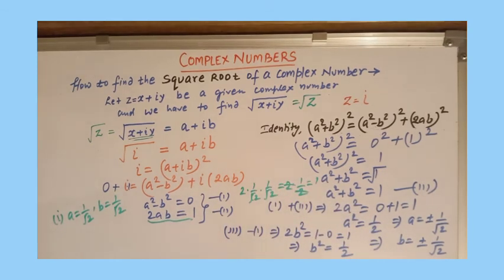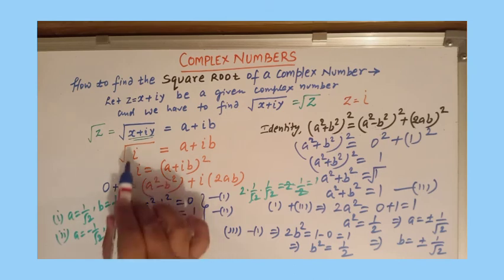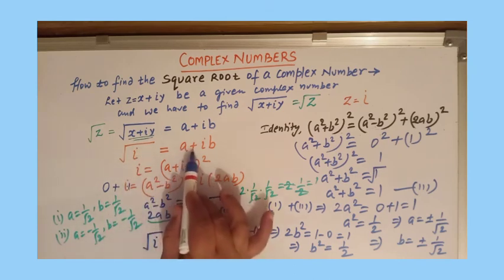Similarly, if we take the other pair, then we have a is equal to minus 1 over square root of 2 and b is equal to minus 1 over square root of 2. And again this value of a and this value of b satisfies equation 2. Now the square root of iota is given by a plus iota b.